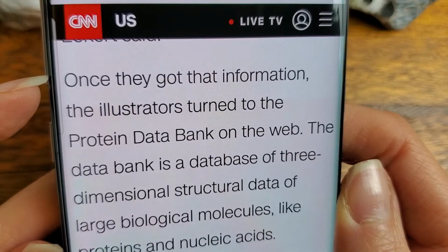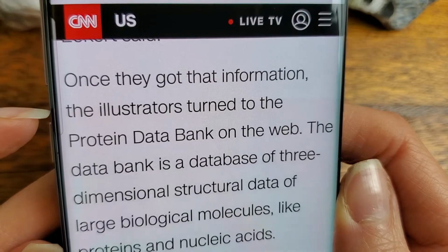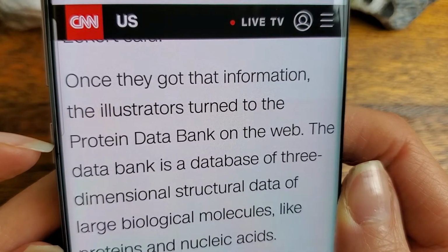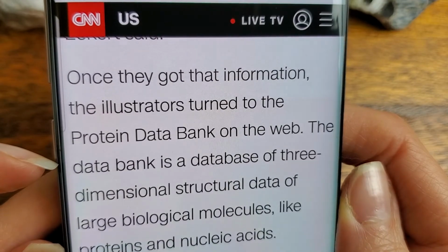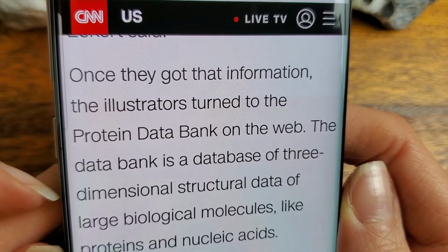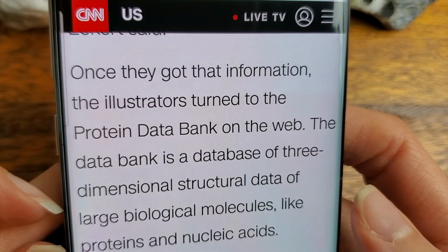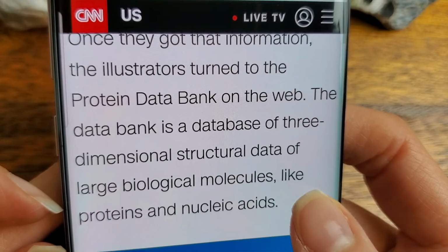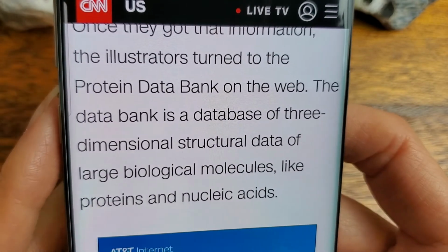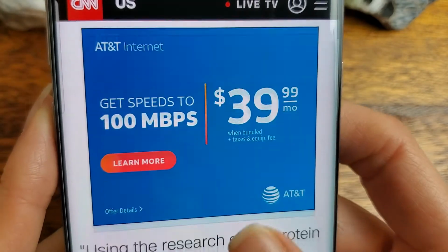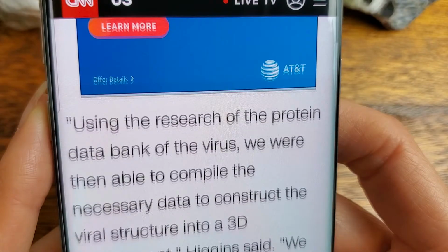Once they got that information, the illustrators turned to the protein databank on the web. The databank is a database of three-dimensional structural data of large biological molecules like proteins and nucleic acids. It's just an advertisement there.